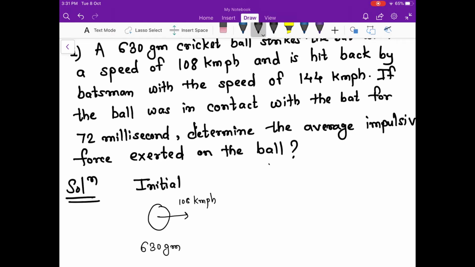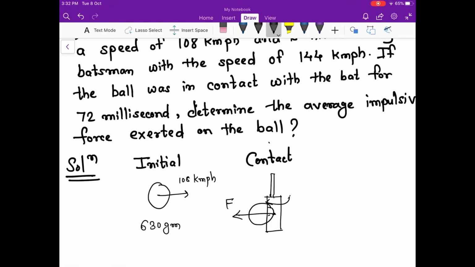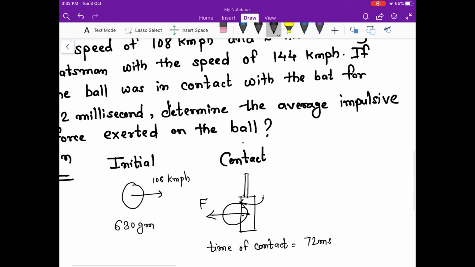So now at the time of contact, let us draw a bat, right? This is a bat and this is my ball, and the bat is hit in this direction, swing in this direction. So at this point of contact there is a force F, which is an impulsive force, and the time of contact is 72 millisecond, right?